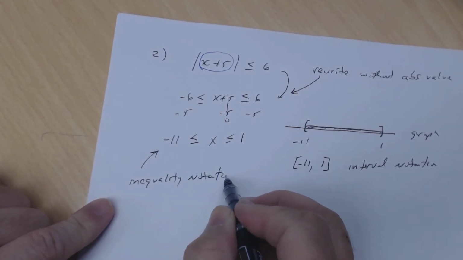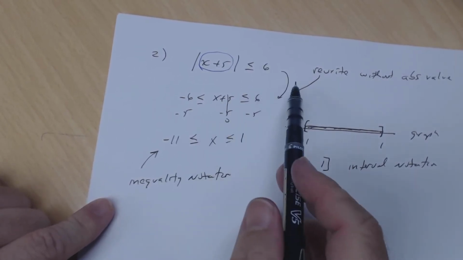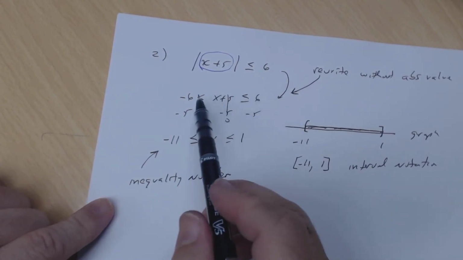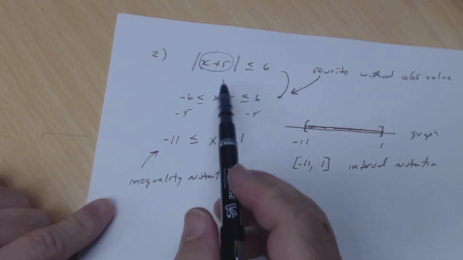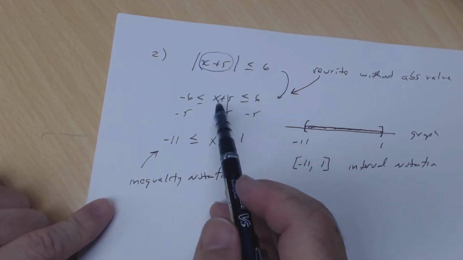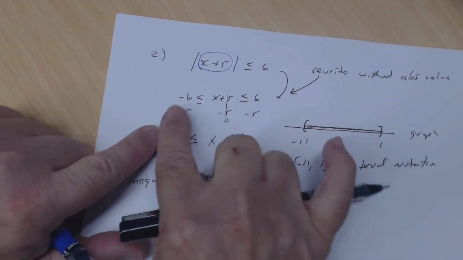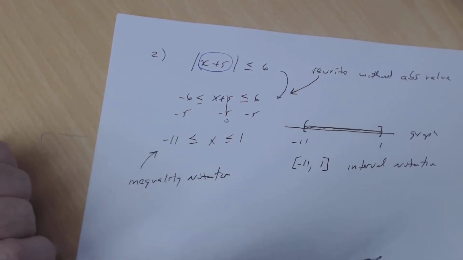All right, so when you solve an absolute value inequality, you're going to rewrite it without absolute value bars. So you're going to rewrite it in inequality notation. That's all you do, just take this expression, rewrite it, and then you're going to bound it between this number and the opposite of that number.